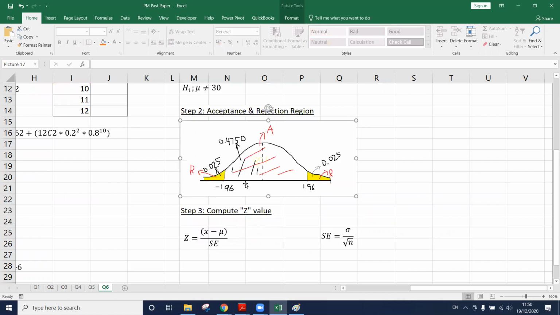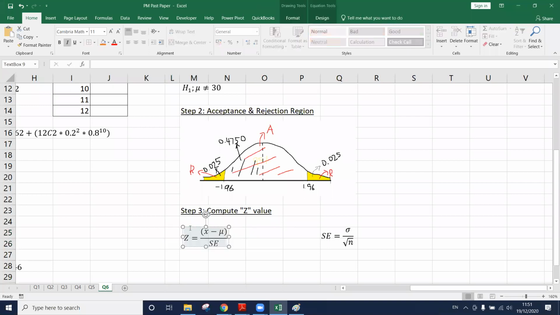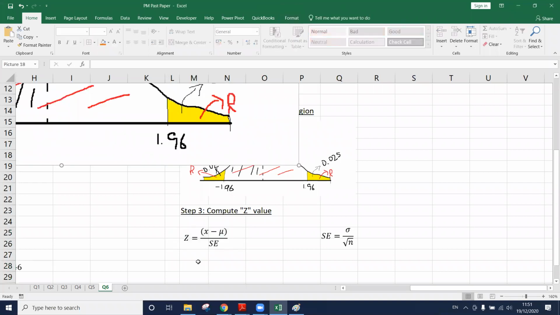And then, as the last step, we need to compute the Z value. To calculate the Z value, this is the formula we use: Z equals X minus mu over SE. SE is the standard error of the mean, which we can find using the formula standard deviation over square root of n. Now we can find the value of Z.